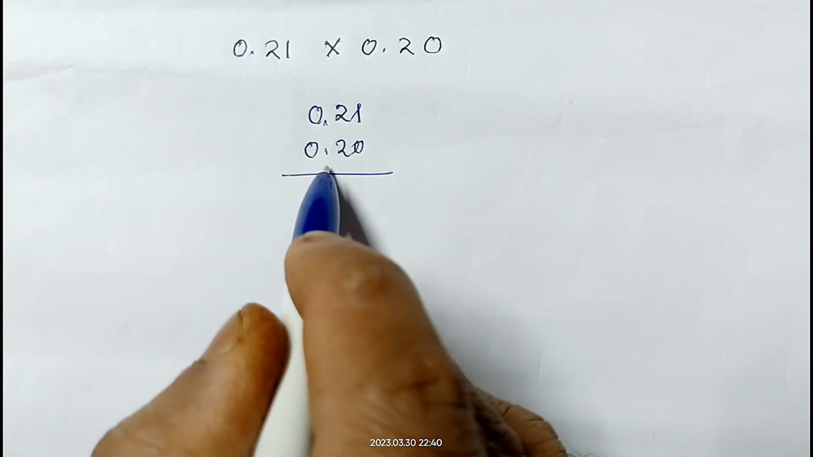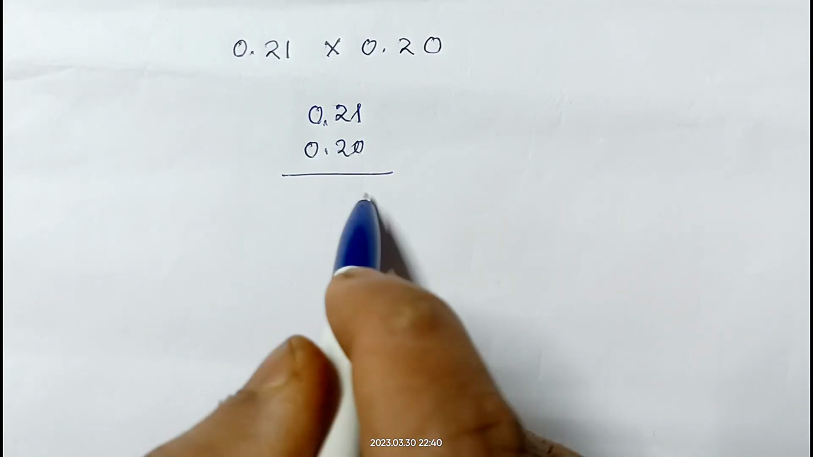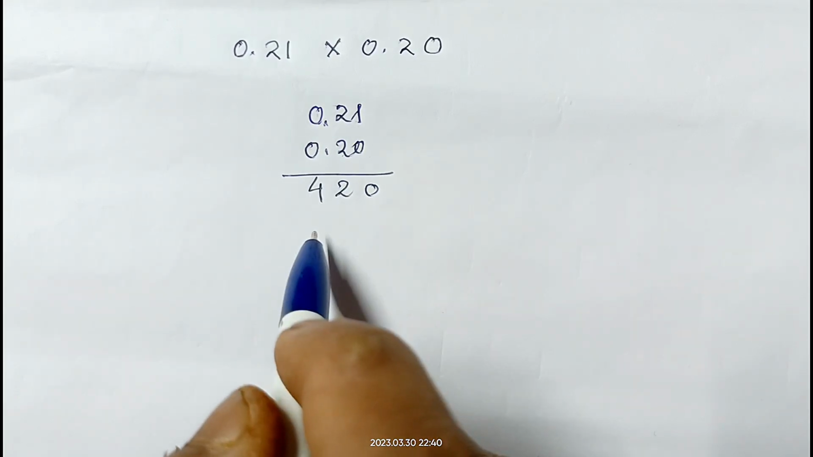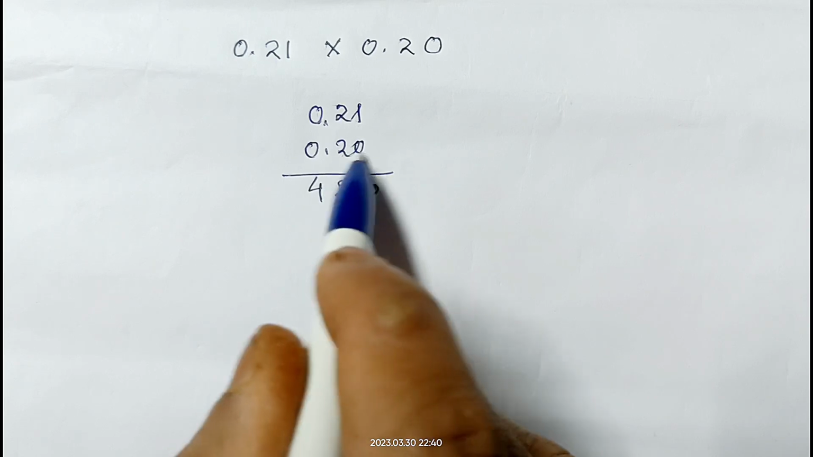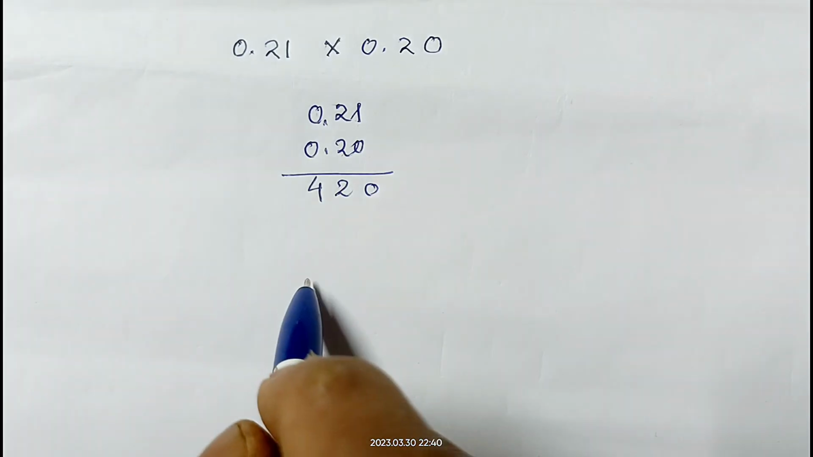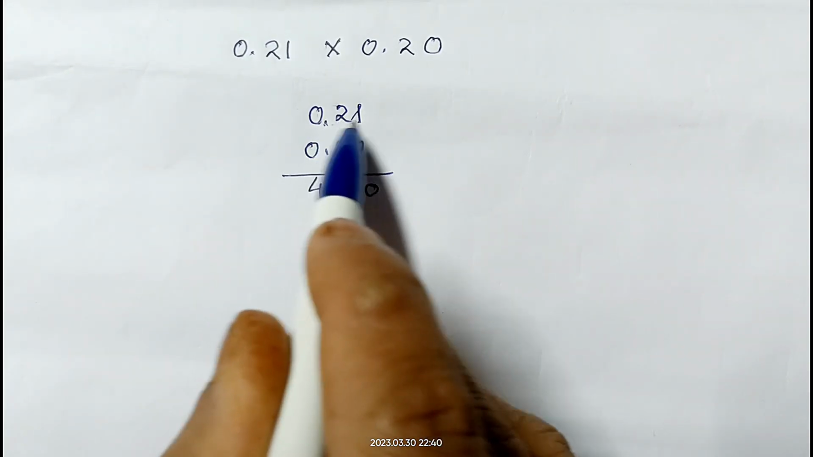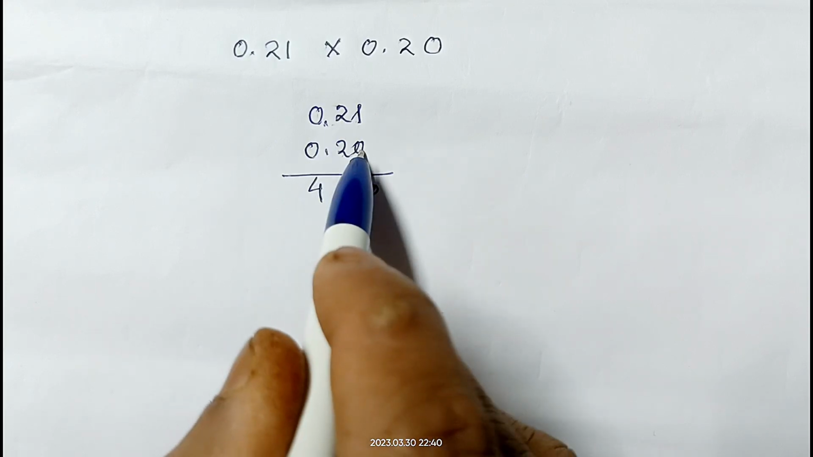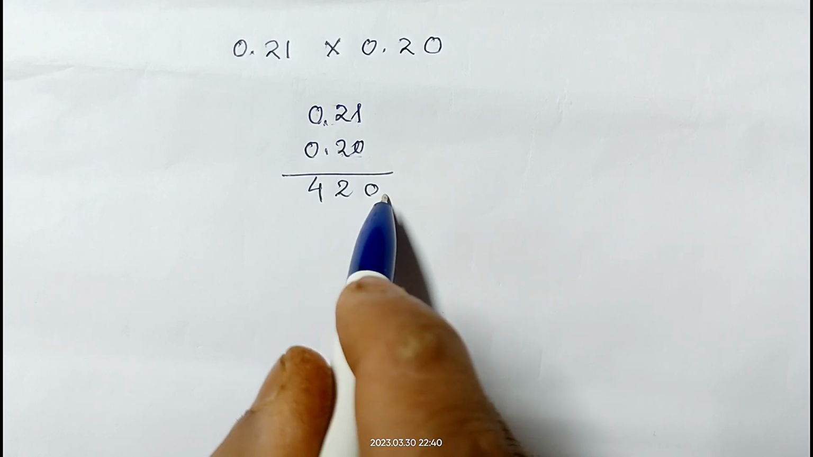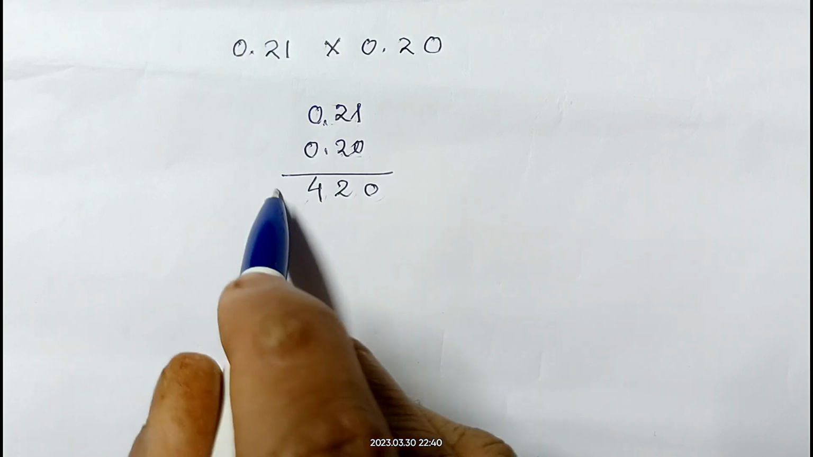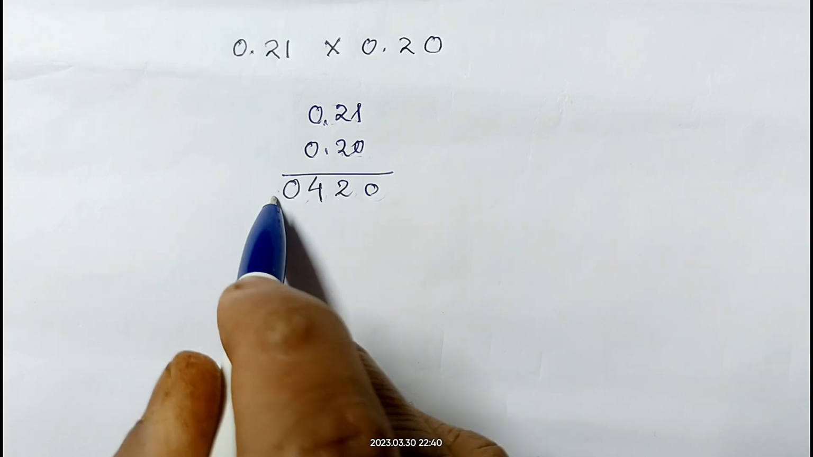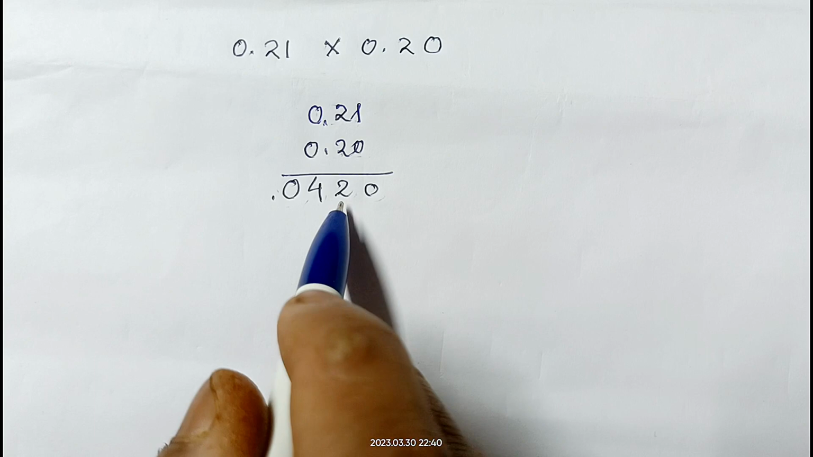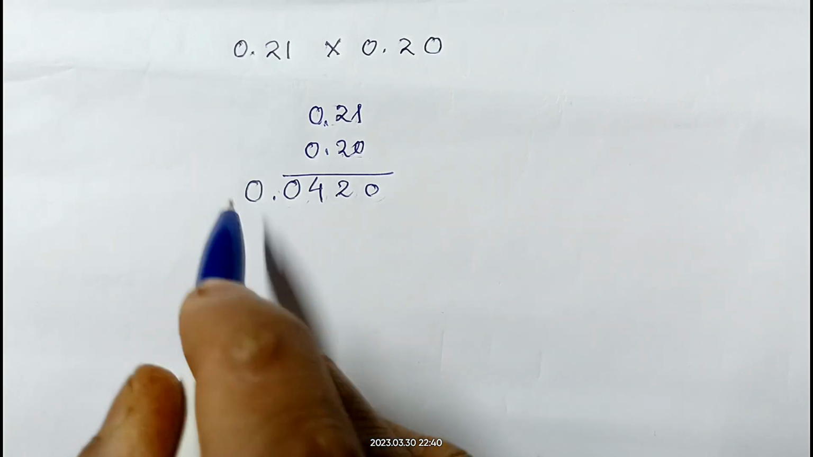Suppose you want to multiply 0.21 with 0.20, just like the previous sum, consider 21 and 20. Initially don't consider these decimals, just normal multiplication. 0 here, 2 ones are 2, 2 twos are 4. So after multiplying 21 by 20, we got 420. Now after decimal there are two places here, and here also two places, so altogether 1, 2, 3, 4, 4 places. So from here 1, 2, 3, 4, so here it will be 0 and the decimal will be placed here. So it will be 0.0420.